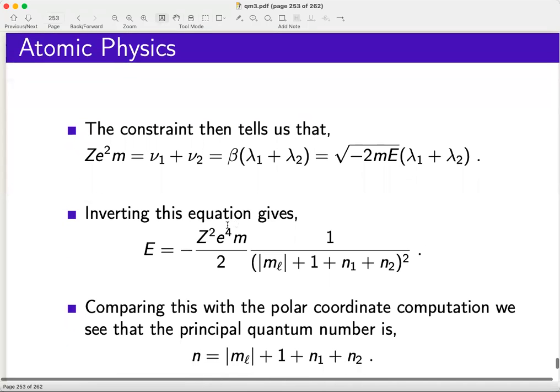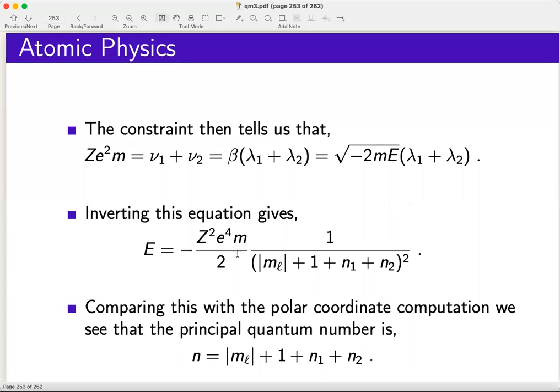Fine. So now we can compare this spectrum with the spectrum that we obtained in the spherical polar coordinate system. And remember, in the spherical polar coordinate system, you of course get Z squared e to the 4 m upon 2 kind of quantity, but that is multiplied by 1 over n squared, where n was the principal quantum number, and we had 2 n squared fold degeneracy in the problem. So that principal quantum number can now be identified with mod ml plus 1 plus n1 plus n2. Here's that identification.